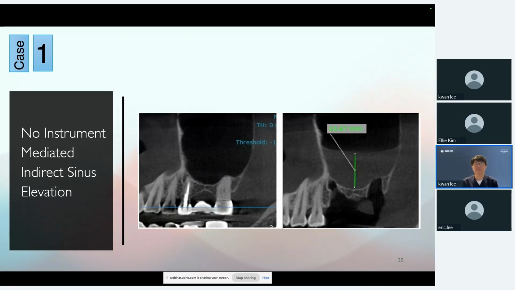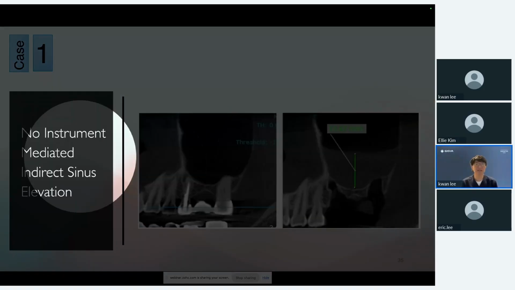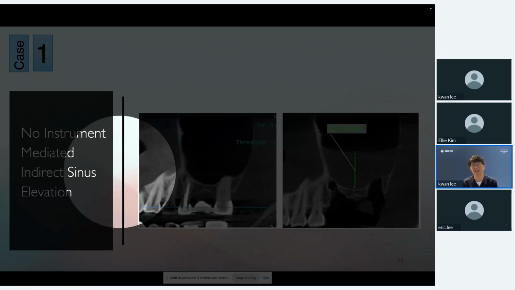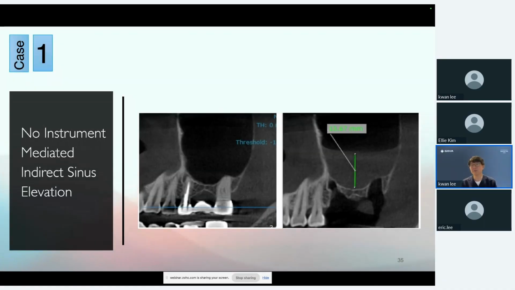So here's the thing. What's significant about this case? Yes, it's a no instrument-mediated indirect sinus graft. The membrane has never been touched by any instrument. So there's no uncertainty about whether my densifier is going to poke through the membrane, my osteotomes poking through the membrane, or the piezoelectric water jet perforating the membrane. There's nothing whatsoever. So we take the membrane perforation factors out of the equation. That's what's good about this technique.